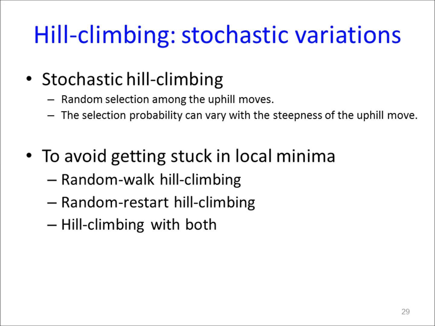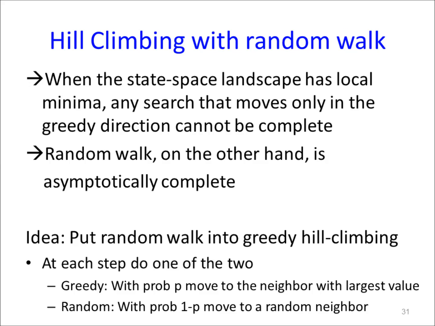So let's do the random walk hill climbing. It says I'm going to make a greedy move with some probability, and with 1 minus that probability I'm going to make a random move. That's the only thing it says. Very simple. So with high probability P, make a greedy move. With small probability 1 minus P, make a random move. The combination of the two is guaranteed to be asymptotically complete.